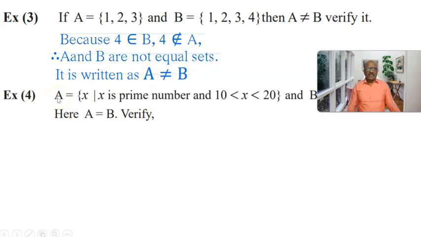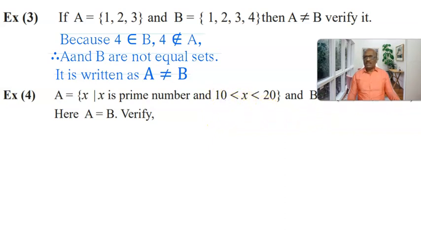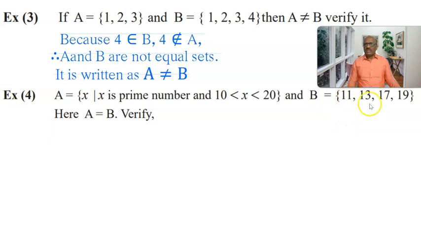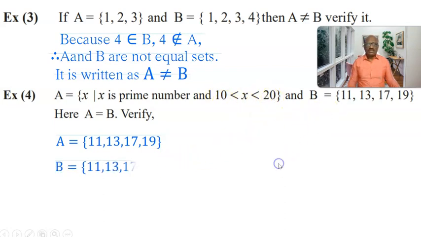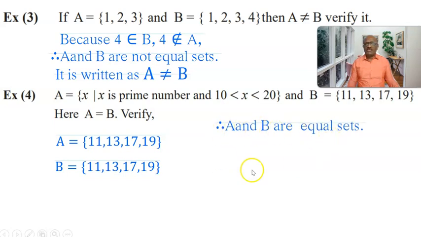Next example, A is equals to, in curly bracket x is such that x is a prime number and x lies between 10 and 20, and B is equals to, in curly bracket 11 13 17 19. Here verify A is equals to B. Now we'll see the prime numbers between 10 and 20. 11 13 17 19 हे प्राइम नंबर्स आहेत, किती? 10 and 20 मधले. And what about the set A? 11 13 17 19. These two sets have the same elements, therefore A and B are equal sets. It is written as A is equals to B.